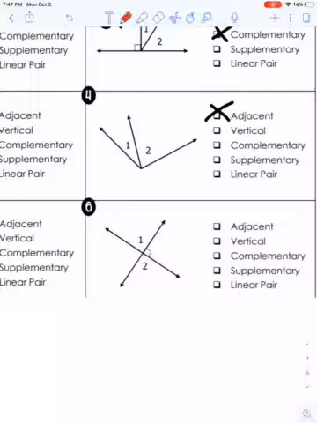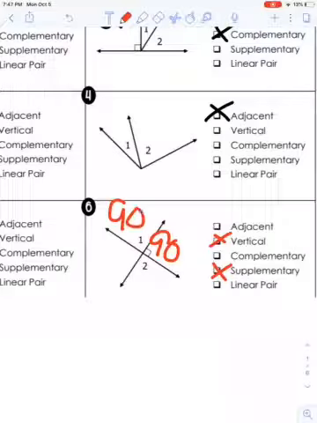And the last one is vertical angles and supplementary. Okay, we can't say linear pairs just because they're not on the same line. If they were on the same line, then we would be able to say linear pairs, but they're supplementary because if this is 90, this one needs to be 90. They're vertical, so we know they are equal. Okay, all right, so that was the do now.